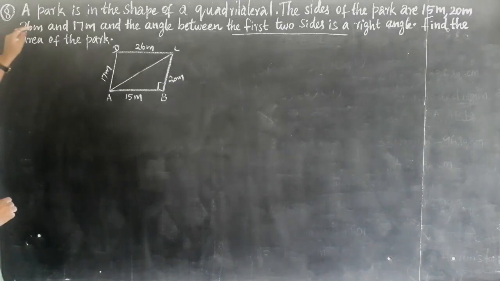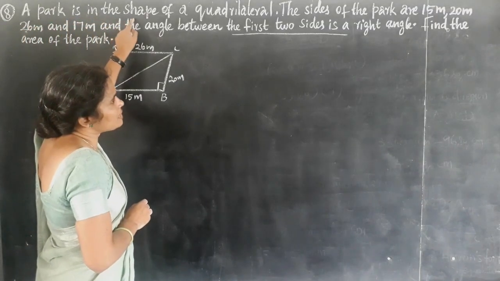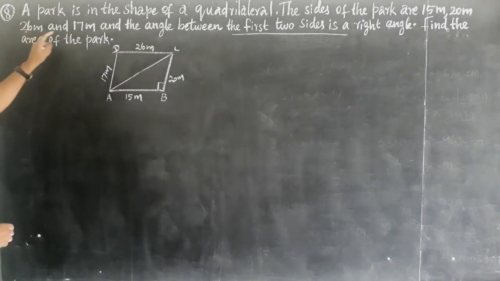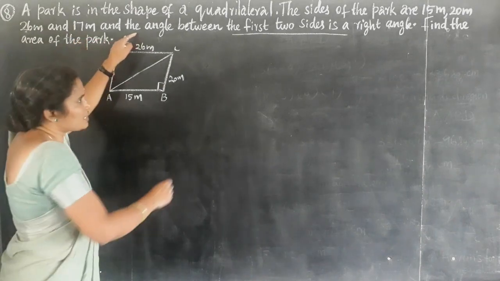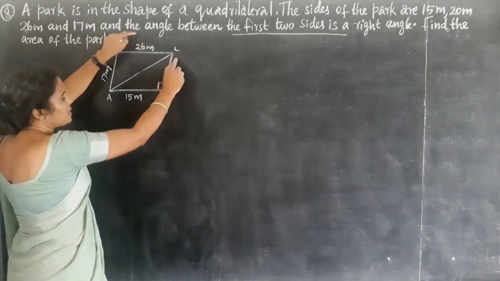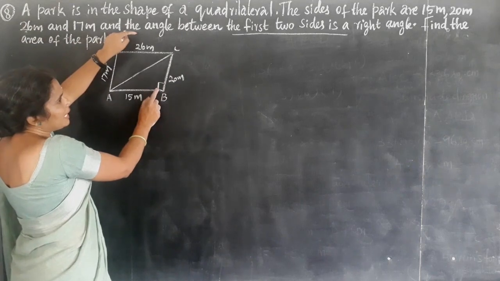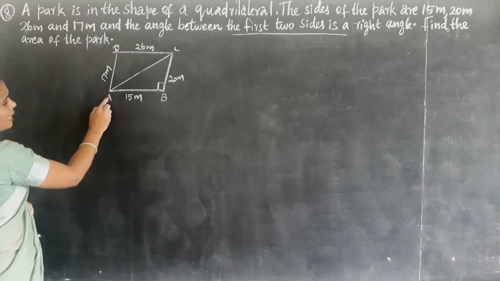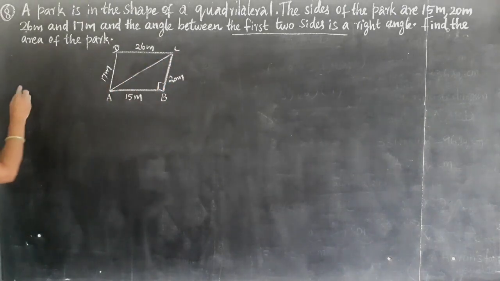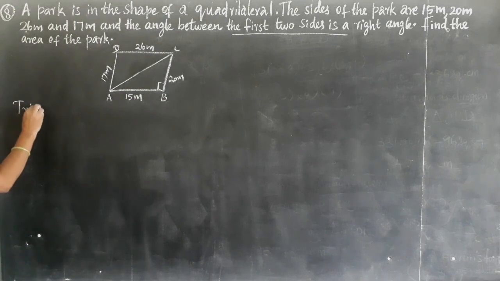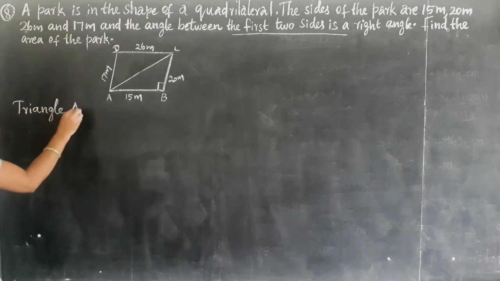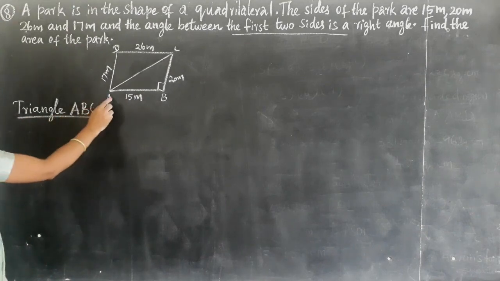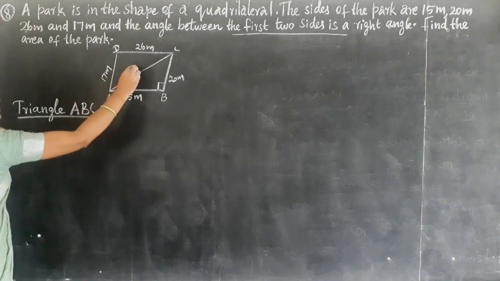Question number 8. A path is in the shape of a quadrilateral. The sides of the path are 15 meter, 20 meter, 26 meter and 17 meter. And the angle between the first two sides, that is AB and BC, is a right angle. Find the area of the path. So now let us consider triangle ABC. Hence it is a right angle triangle. We have to find the third side.